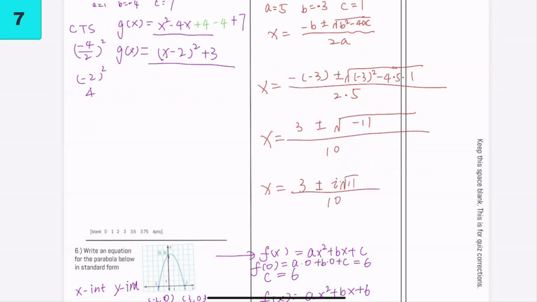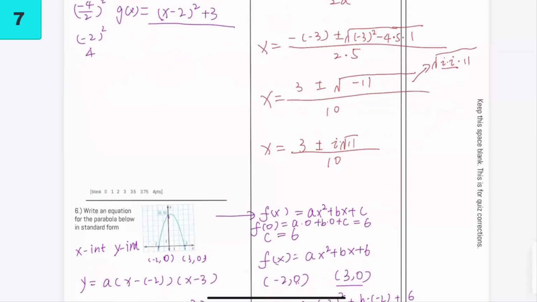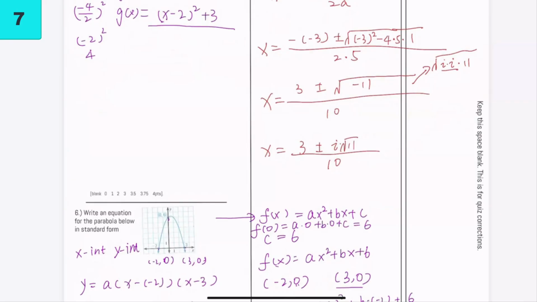Okay, because how did we get an I out of the square root of -11? It's because the minus 11 is actually equal to minus 1 times 11, right? So minus 1 is actually equal to I squared, so we can get the I out of the square root symbol. You see that? Okay, so that's how we get this outside. Okay, and so x is 3 plus or minus I times square root of 11 over 10.